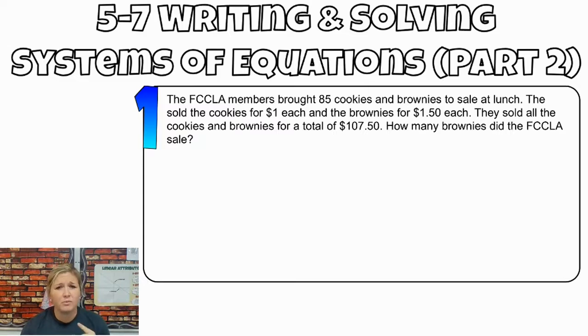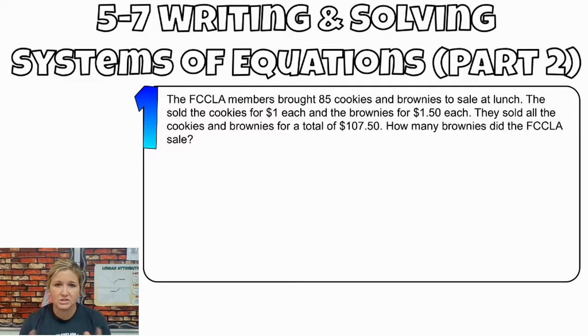So remember when we wrote equations, each was kind of a big deal, so it's still a big deal here. They sold all the cookies and brownies for a total of $107.50. How many brownies did the FCCLA sell? So this time they're asking just for brownies, but I have two variables that I still need to include in my equation, and my two equations I still need to solve for. So I know that they brought 85 cookies and brownies.